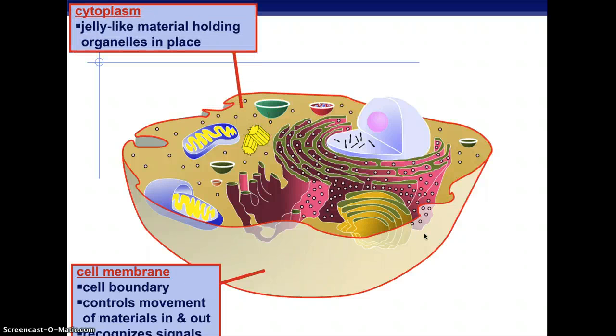The other thing to label is what's called the cytoplasm. It's the jelly-like material holding all the organelles in place. So all of this in kind of tan is supposed to represent our cytoplasm.